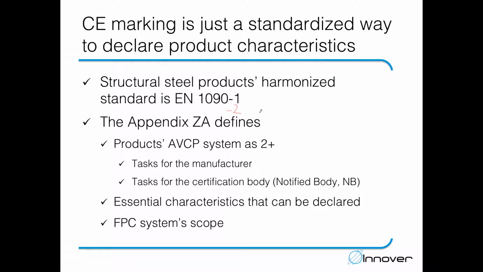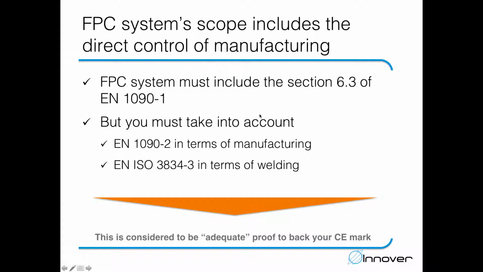So let's take a really quick look at, even though in the previous slide I already mentioned that the scope of the FPC system is going to be larger and bigger with these structural steel products than with other products, let's take a quick look at the FPC system scope. So basically in the next section or after that, we're going to take a much better look at what must be included in the FPC system.